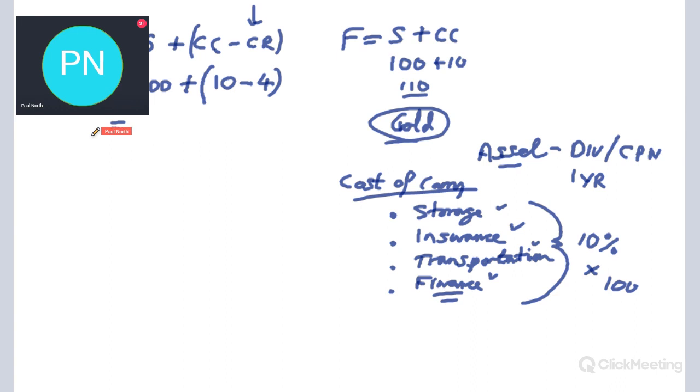So the simple formula for working out the forward price, the futures price, is 100 plus 10, which is the financing cost, minus 4. So that's 106. So this is said to be the fair futures price, or the theoretical futures price.